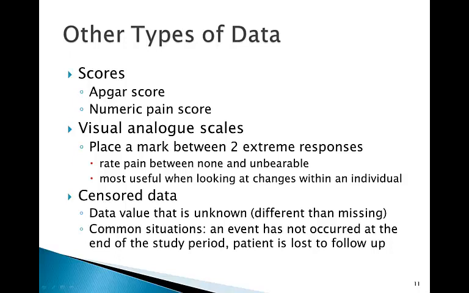There's also censored data, and that's a data value that is unknown. It's not one that's missing, it's just unknown because that observation has not occurred yet. This is common in time to event situations. So there's the end of the study period, for example, and the event of interest has not occurred in certain patients. So that would be considered a censored data point.